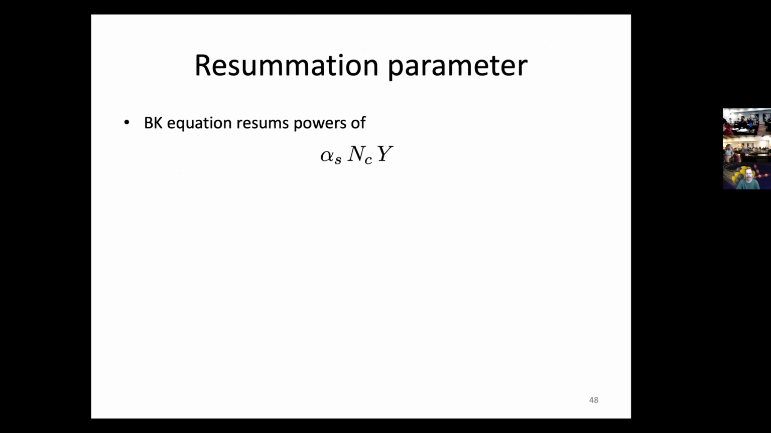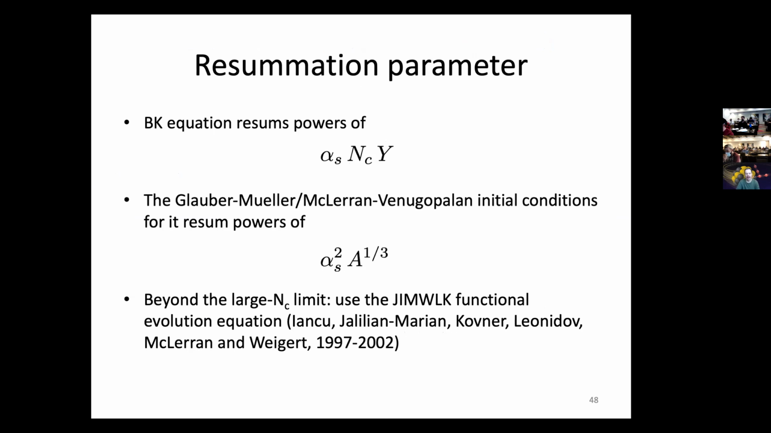Okay, quick word about resummation. In the large N_C limit, the small x evolution resums powers of alpha times y, or log of energy, or log 1 over x. In the large N_C limit, we also have a factor of N_C, so we're resumming powers of alpha N_C y. And the initial conditions, if we have a nuclear target, resum powers of alpha squared A to the 1/3. Now, one can go beyond the large N_C limit and talk about the JIMWLK evolution equation.